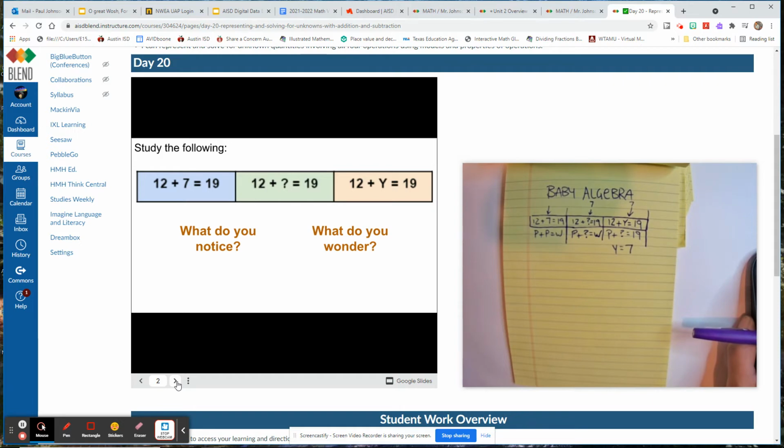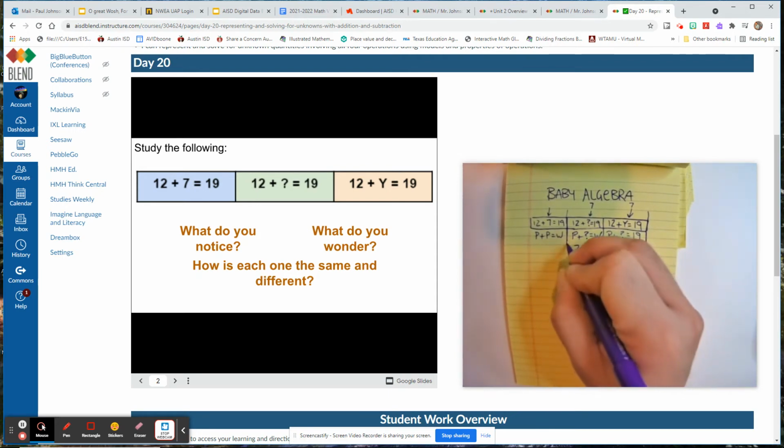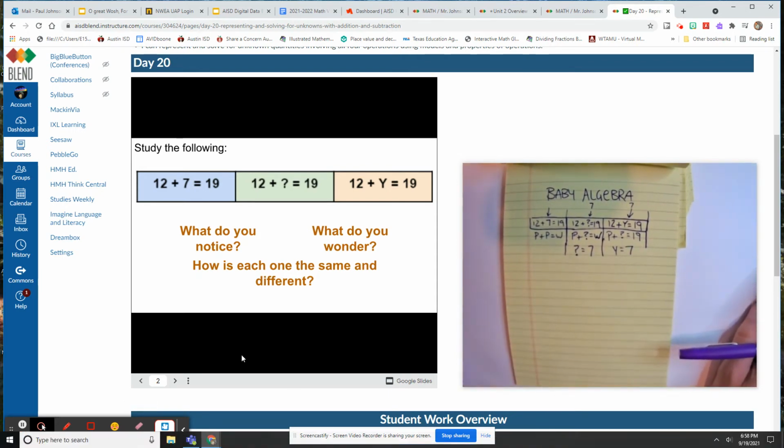So, what do you notice? They're all the same. What do you wonder? Maybe why didn't they give us letters in kindergarten? It would have been confusing. And how is each one the same and different? They're all the same because they have the same value. The second piece is 7 in every single one of these. So 7 is equal to 7, question mark is equal to 7, and y is equal to 7. All right, so let's take a look at the next part.